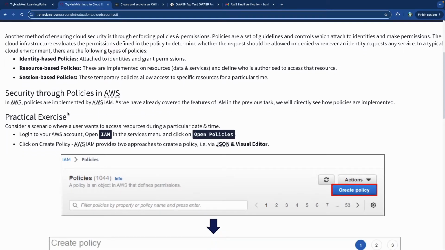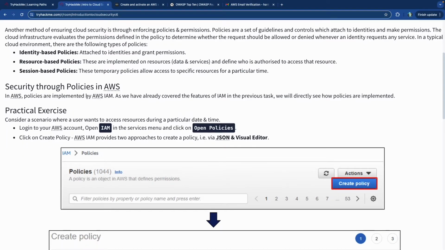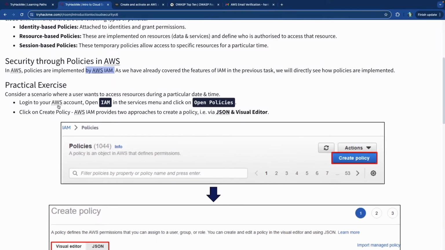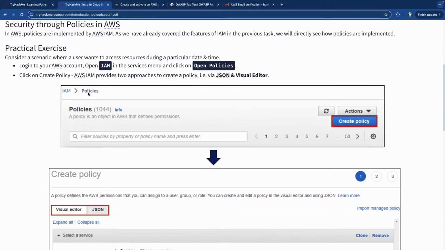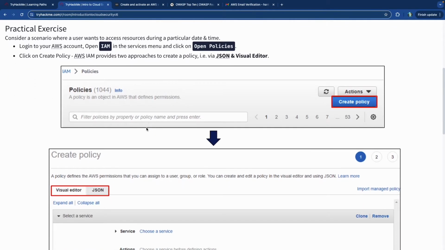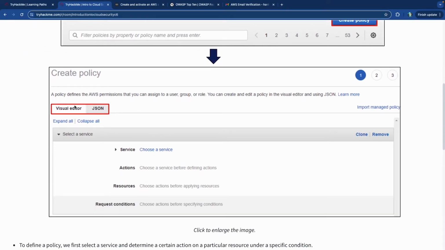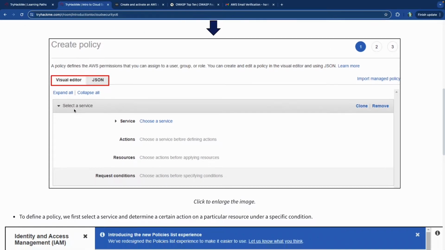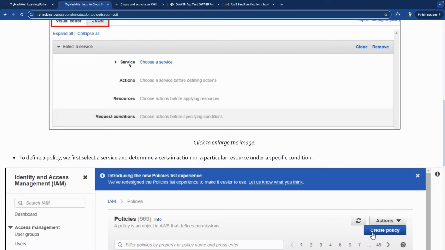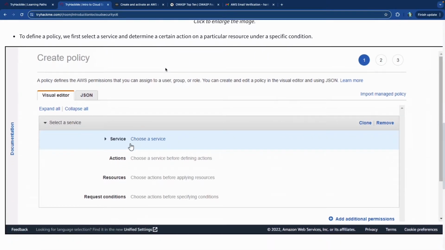So security policies through AWS are handled by AWS IAM, and you just go to Policies. You click on IAM, click on policies, and then it'll bring you to the wizard for creating a policy if you don't already have one. You click on create policy, and then you have either the visual editor or a JSON version. If you don't know JSON, then you use the visual editor. And then you just choose a service that you want to attach your policy to. So this is what it looks like, right?